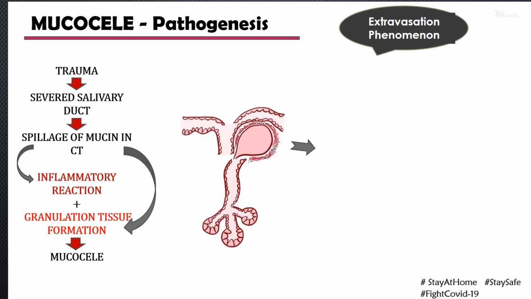So let us begin with the understanding of the pathogenesis of the common type of mucocele, that is the extravasation phenomenon. It should be remembered here that mucus extravasation phenomenon is related to an event of trauma. Acute trauma or trauma induced by dentition may basically result in a severance of the salivary duct.